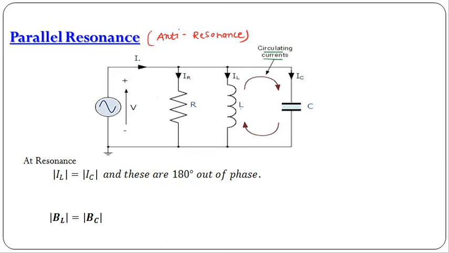Okay, so now when the resonance occurs in the circuit, the current flowing through the inductor will be equal to the current flowing through the capacitor. So they both will be equal in magnitude, but they will be out of phase by 180 degrees. So how do we know they are 180 degrees out of phase? Let me draw the phasor.